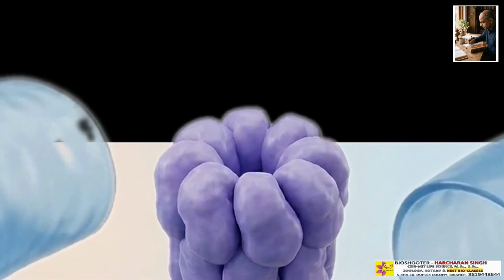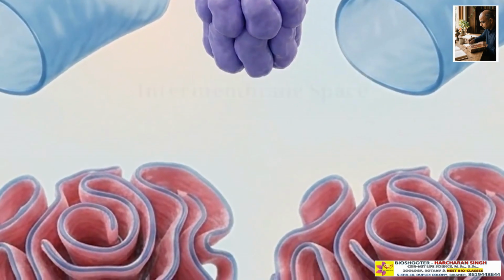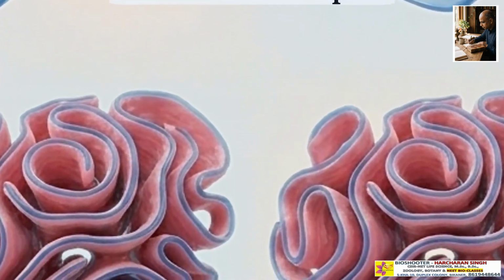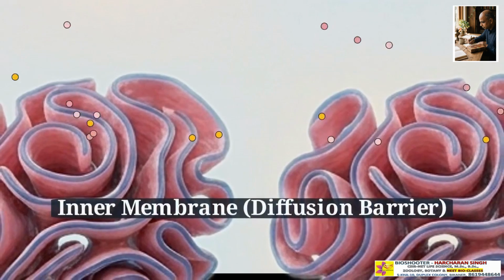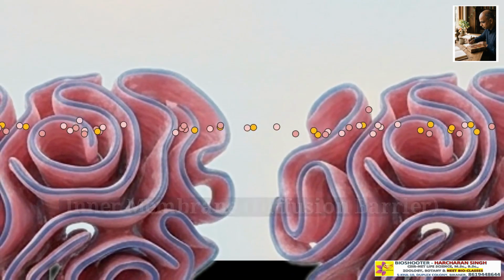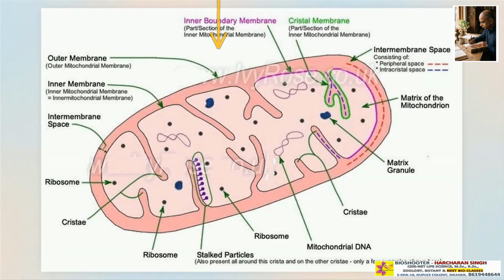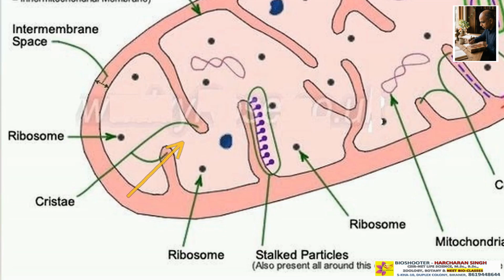Pushing through that outer shell, we drop into a narrow gap, the intermembrane space. Directly below is the inner membrane, which acts as a strict diffusion barrier. It is completely impermeable to ions without specific transport proteins. Unlike the smooth outer shell, as we see in this cross-section, the inner boundary membrane folds deeply inward. These folds are called cristae, and they exponentially multiply the available surface area for chemical reactions.